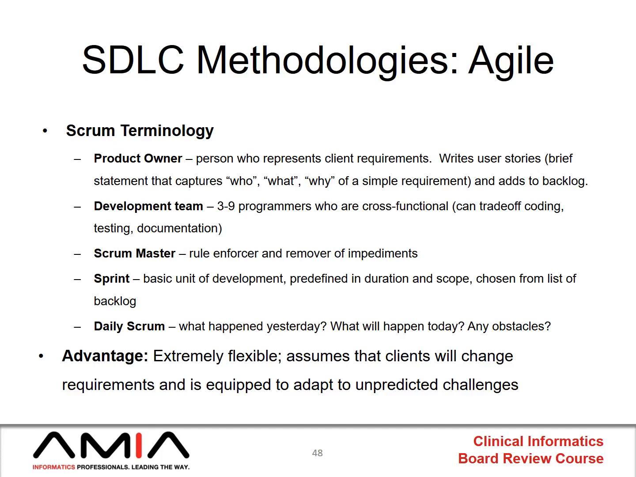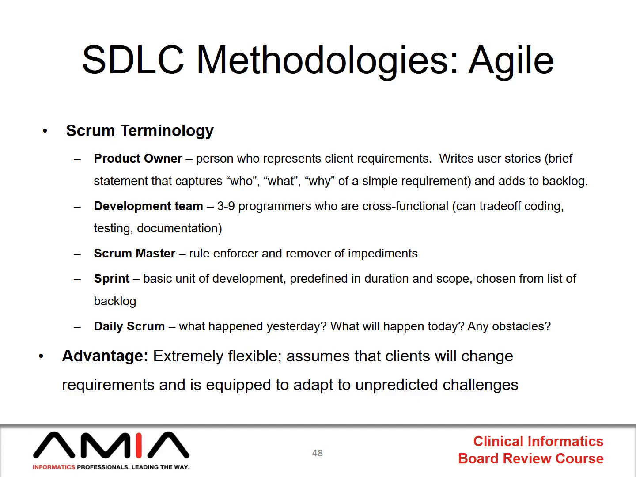The product owner participates in writing user stories, which are brief statements that capture the who, what, and why of a simple requirement. And then you add those stories to the backlog. So the user story might be, we need to be able to capture the active medication list for every asthmatic, including their escalation plan. We need to be able to print out the action plan for this patient's asthma from within the electronic health record, whether it's in a primary care setting or a specialty care setting or an inpatient hospitalization or even the emergency department, and so on and so forth. They compile these stories of how the system should be used, and they add them to the Agile backlog.